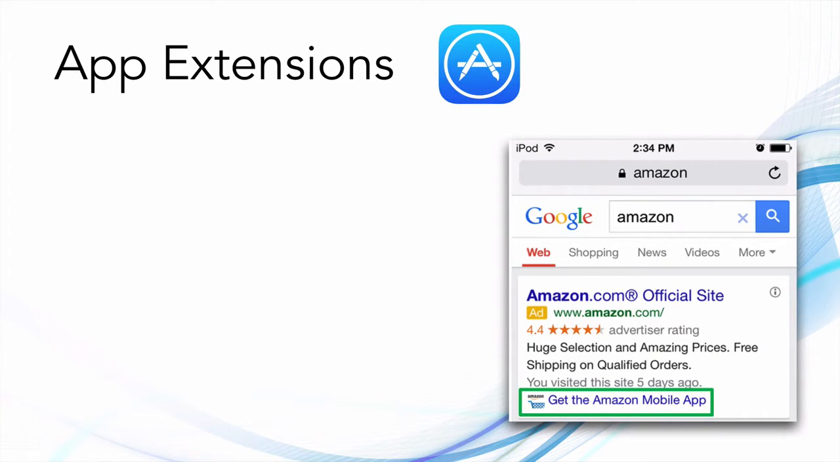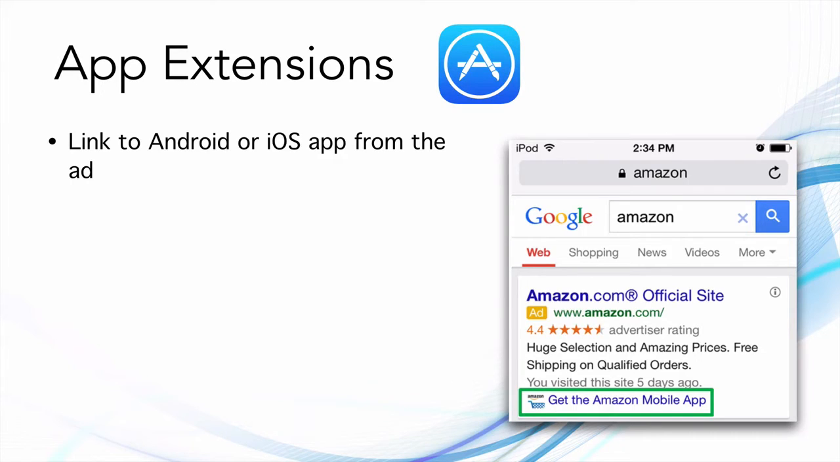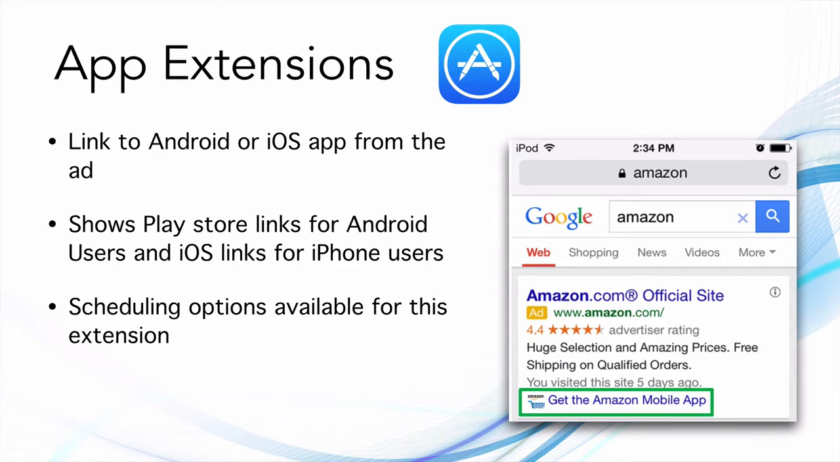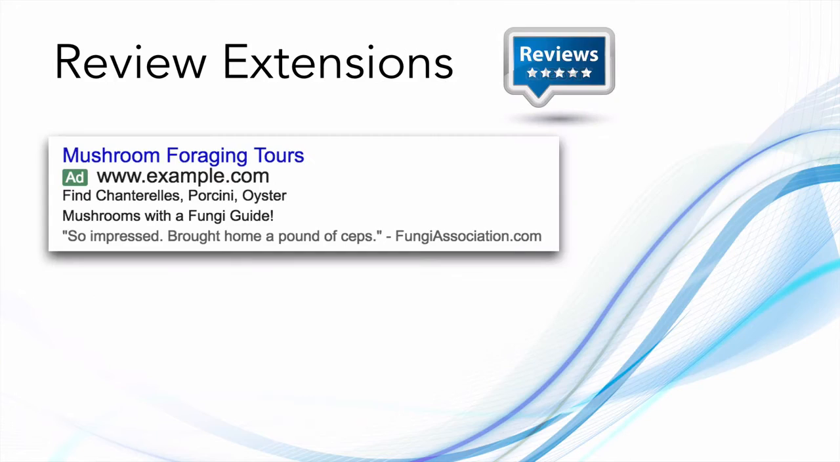The next type of extension is app extension. If you have a mobile app, you can add these extensions. You can give a link to an Android or iOS app from the ad. On the right side you can see in this example, someone is searching for Amazon. It also shows get the Amazon mobile app because they are searching on a mobile. It shows Play Store links for Android users and iOS links for iPhone users, that is App Store links. Scheduling options are also available with this extension. Many extensions come with scheduling options as well.